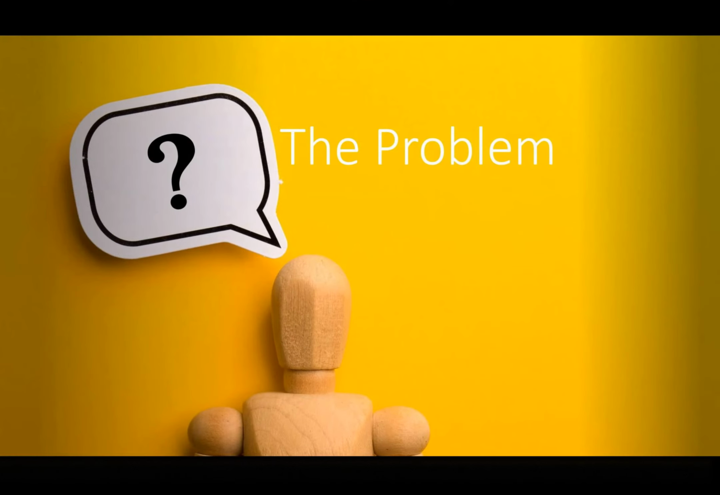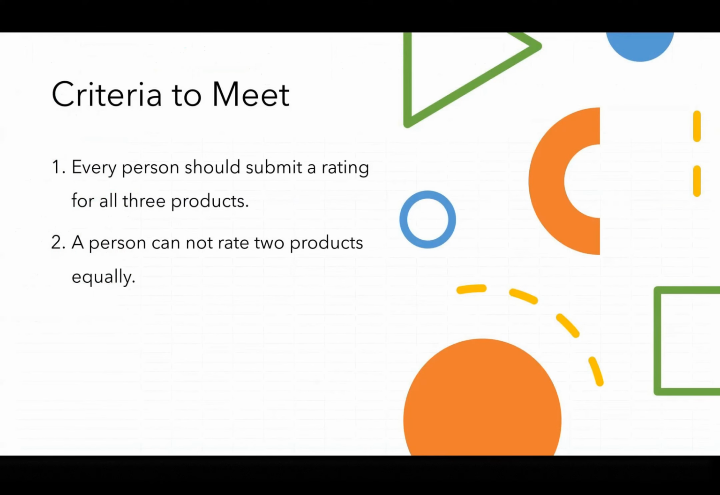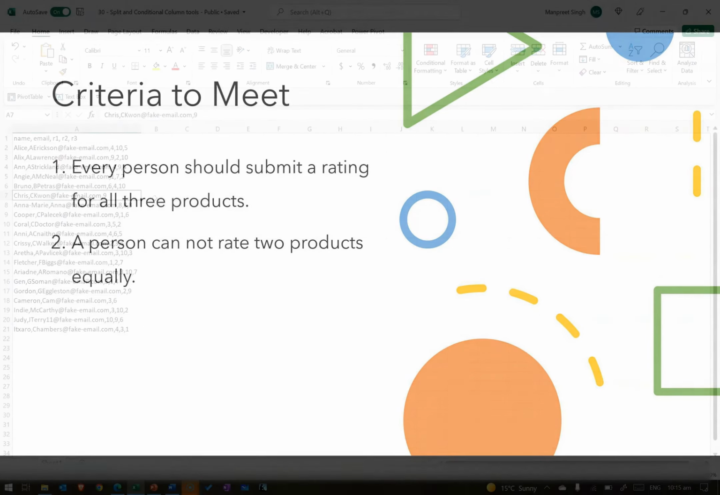The problem. We have a dataset of 20 persons who responded to a survey of 3 products. For each person, we have their name, email address, and ratings for each of the 3 products. The following 2 criteria must be met for a survey to be considered correct. 1. Every person should submit a rating for all 3 products. 2. A person cannot rate 2 products equally.